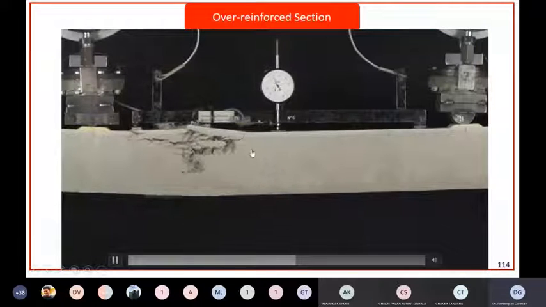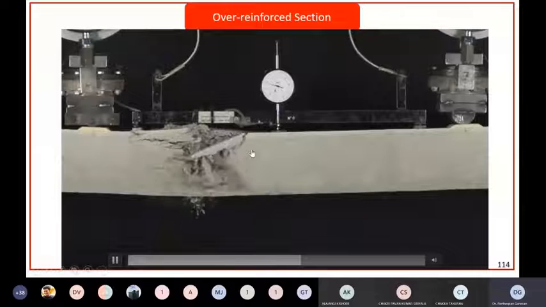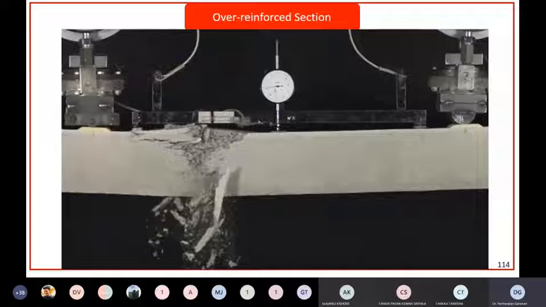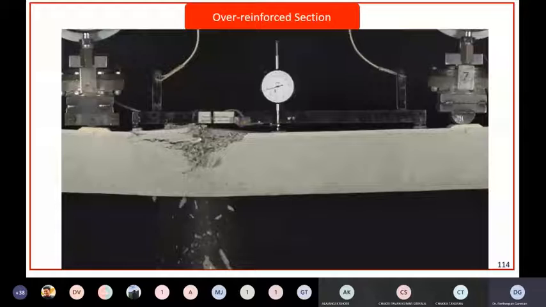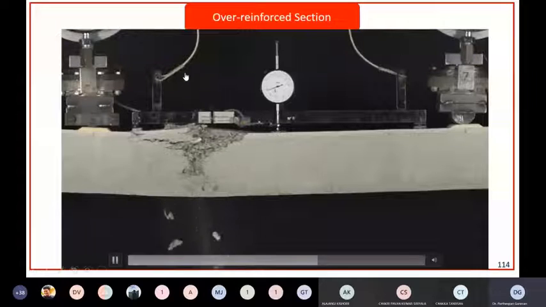Because we have heavily reinforced the lower part of the beam, which allows a large amount of tension to be carried, the same large amount of compression needs to be carried by the concrete near the top. This causes the concrete to crush before the steel has a chance to yield.